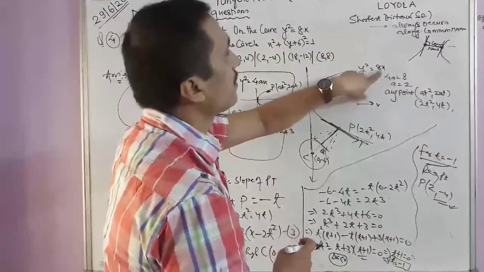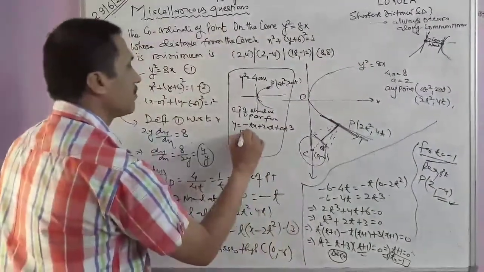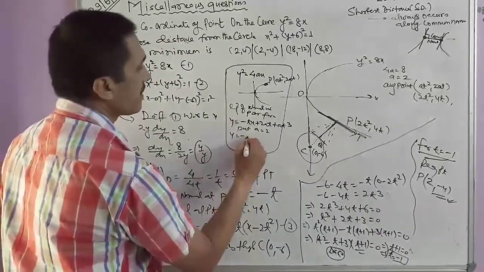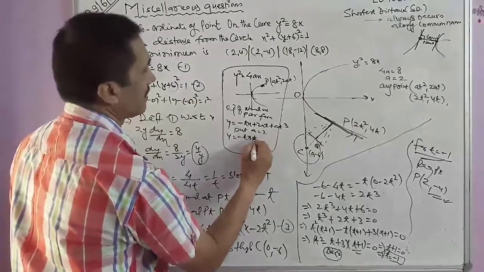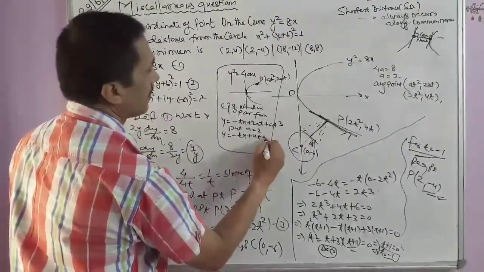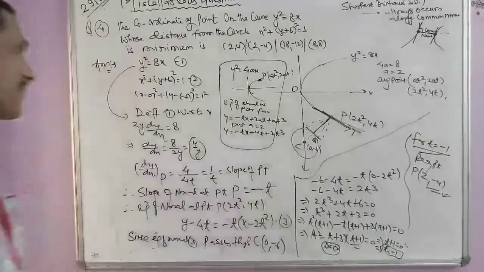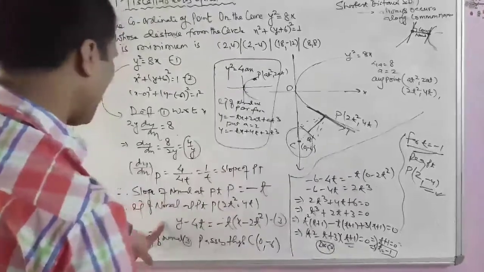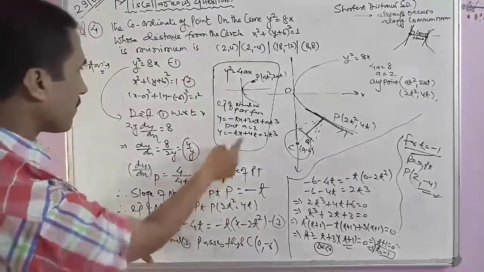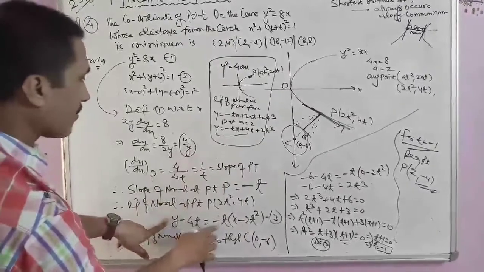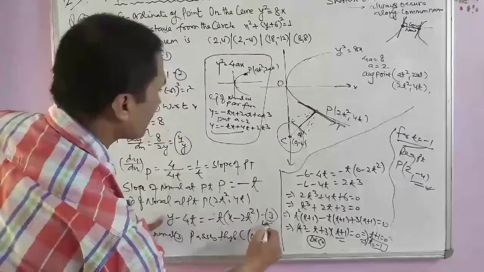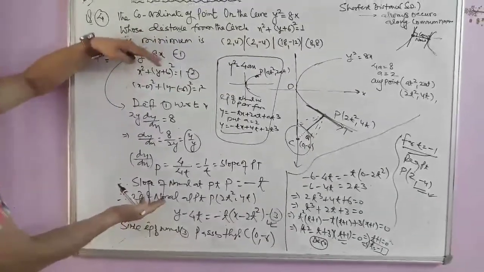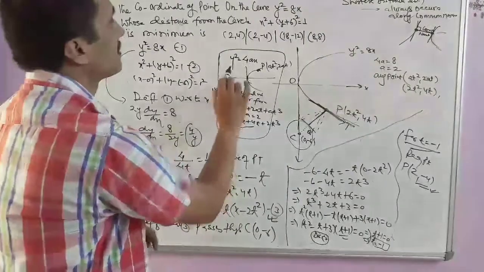In y square equal to 8x, a equal to 2. If we put a equal to 2, y equal to minus tx plus 4t plus 2t cube. This is equation number 3. We can save our time by using this result.